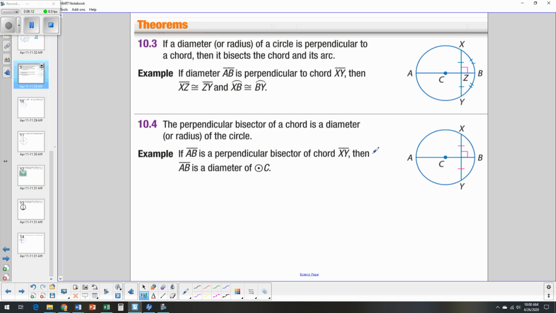Also, if I see that a chord has been bisected at a right angle, I now know that that line is a radius or diameter. So knowing it's a radius or diameter allows me to say it's the perpendicular bisector. Seeing it's the perpendicular bisector allows me to say it's the radius or diameter.